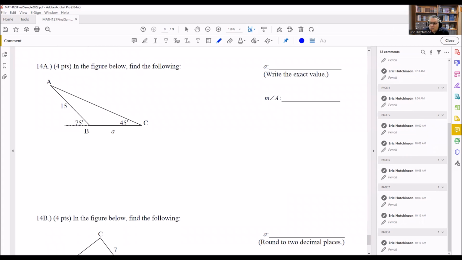Okay, so now we have the last one. The last one here, number 14. So there's going to be 14 problems total on this final exam. Okay. So the figure is drawn for us like this. So now we just want to solve for side A. And then we want the measurement of angle A. Okay, now it says write the exact value. So again, exact value means that we want to write our answer with fractions or square roots as necessary. We don't want decimals here on a problem like this.